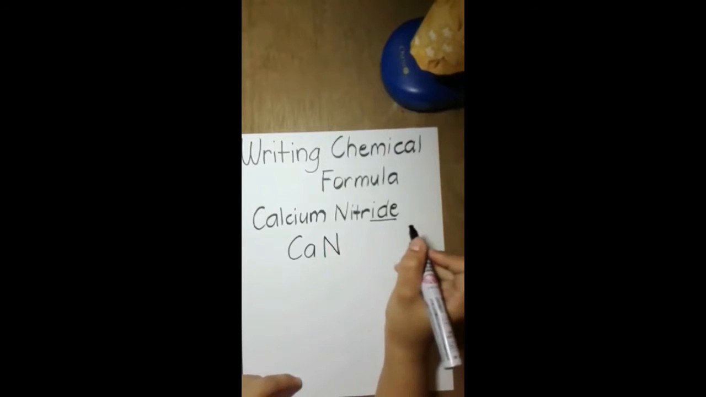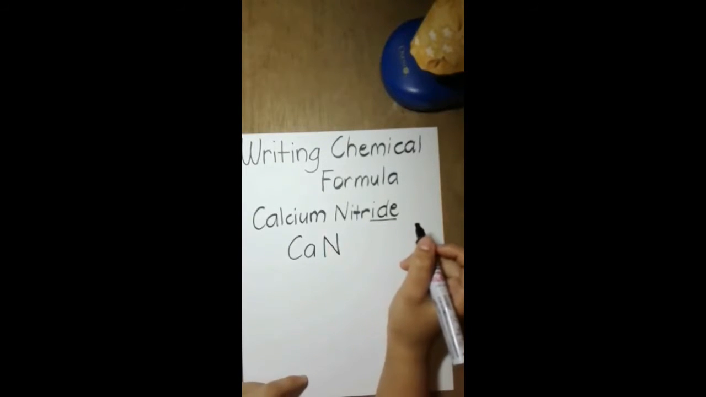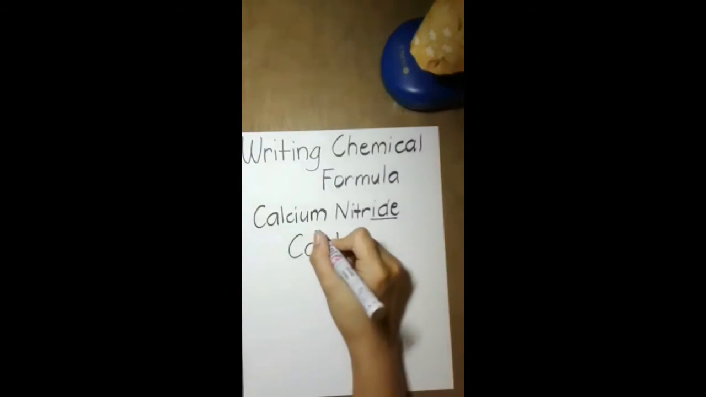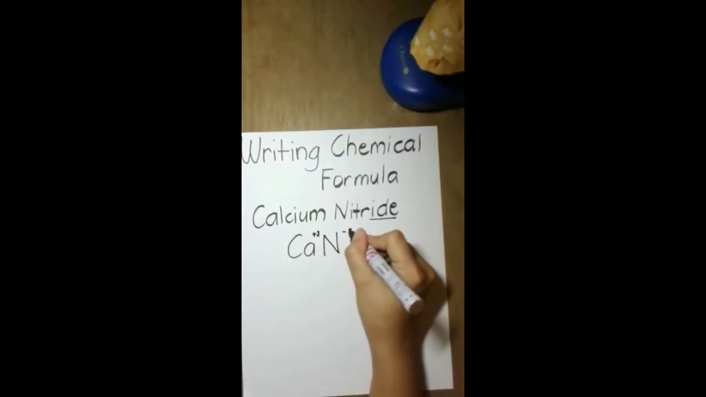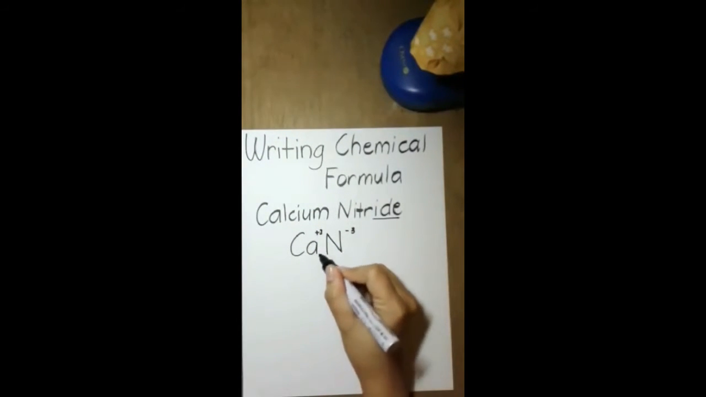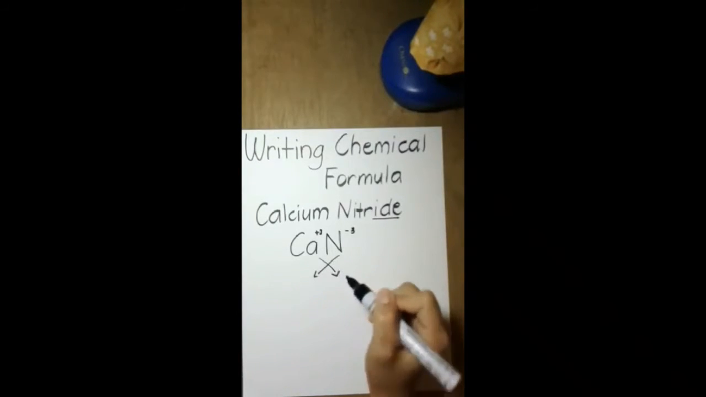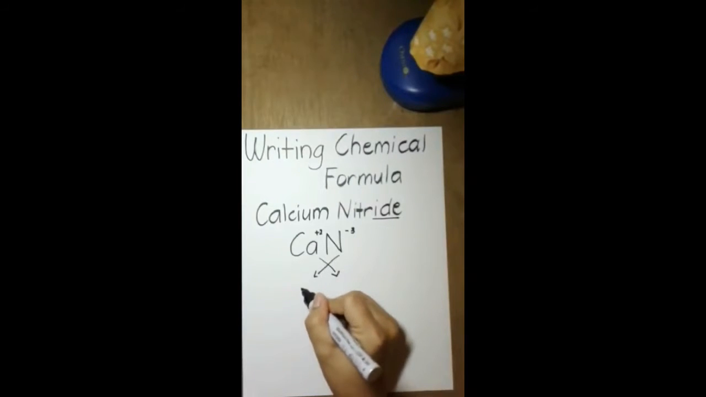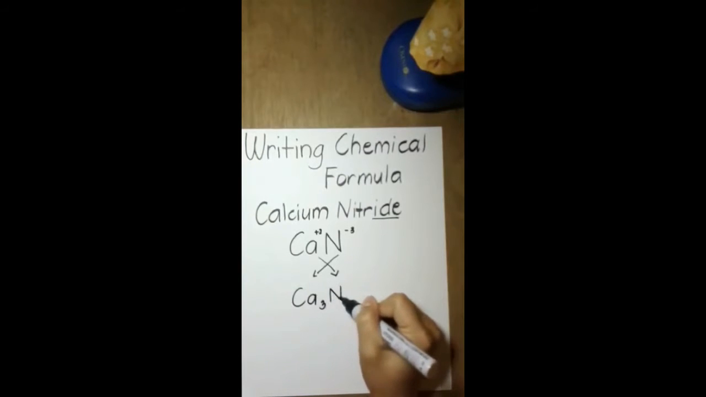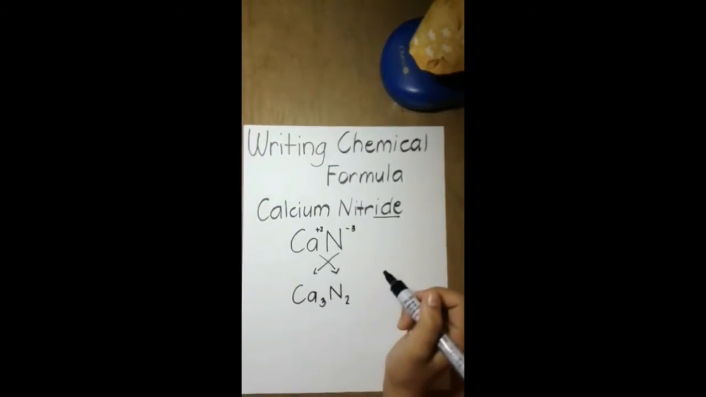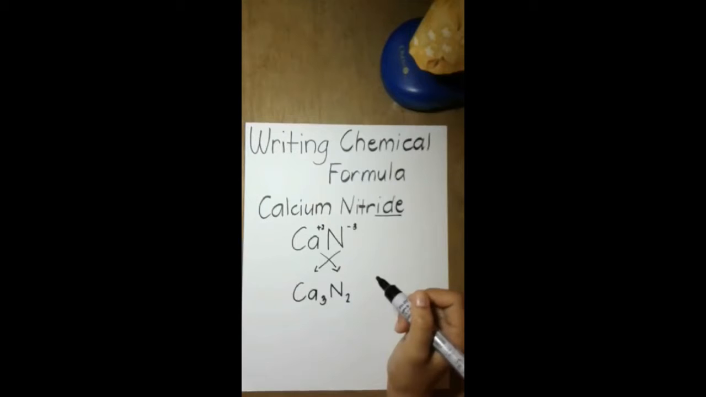After identifying the symbols for the elements, we are going to find their charges. Calcium has a positive 2 charge, and nitrogen has a negative 3 charge. If we use the cross-multiplication process, we can arrive at Ca sub 3 N sub 2. So the formula for calcium nitride is Ca3N2.